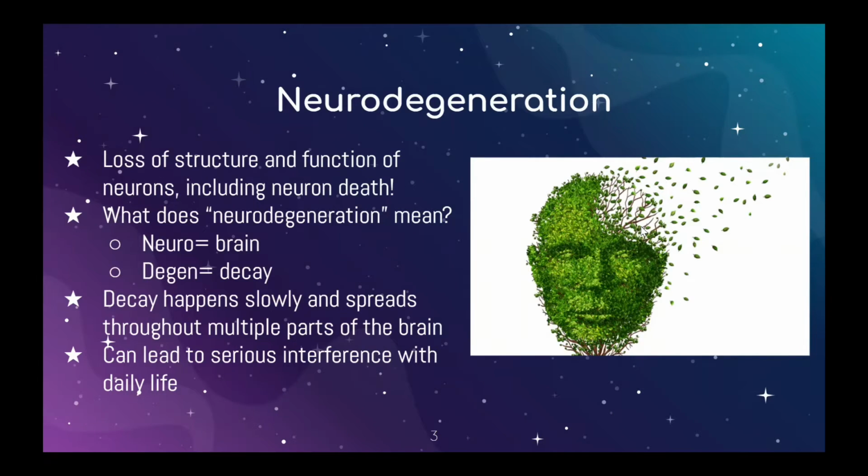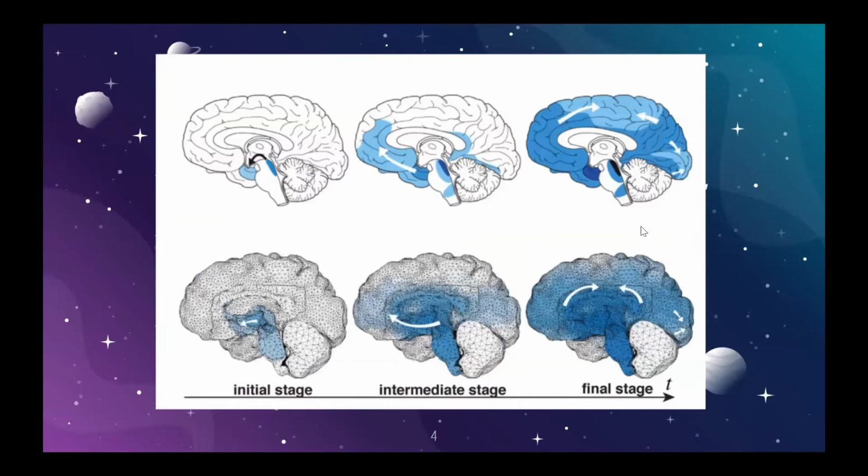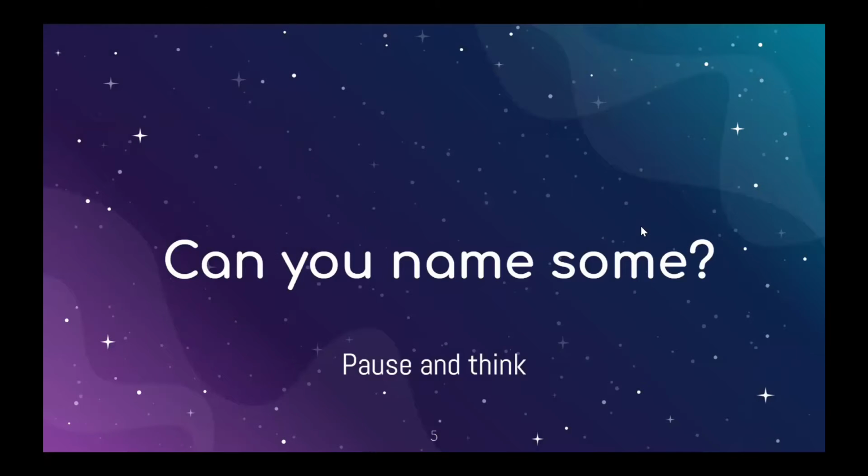These diseases can grow over time, meaning that they can spread to more parts of the brain gradually until your whole brain cannot function properly, and it's really hard for a person to live. Now, look at this image here on the right. We can see that over time, the blue color spreads all over the brain, and this is an example of what a neurodegenerative disease might look like. So, there are so many different types of neurodegenerative diseases. Can you name some? Pause and think.